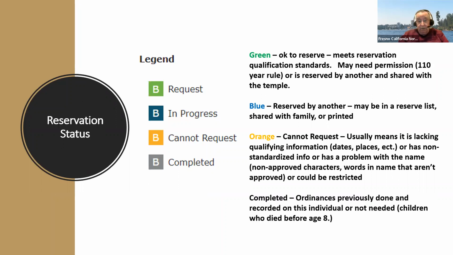And then the gray one, completed, is kind of tricky because it means basically that the ordinance has already been done, and if you hover over it, you should get a date. But for the children who died before the age of 8, it will tell you they're not needed. So it really should say completed, not needed. Those are basically the 4 colors.